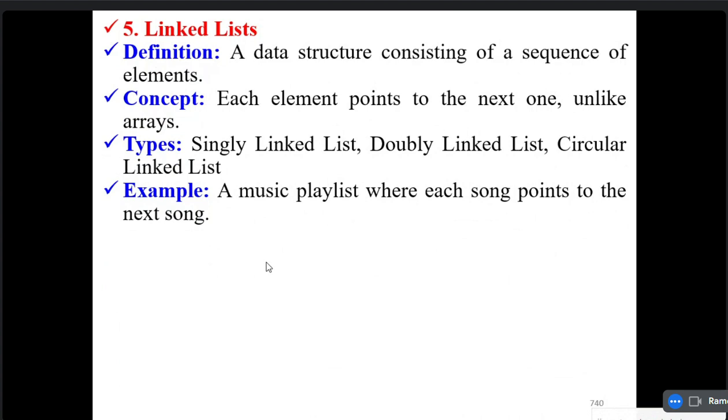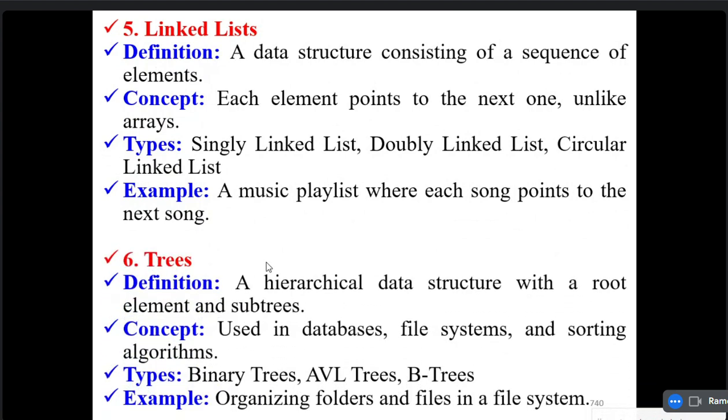Then a sequence of elements we are arranging, where each element points to the next one, unlike arrays. So linked lists are to overcome the drawbacks of arrays. That's why we are choosing the linked list concept. A music playlist where each song points to the next song is the best example for a linked list.